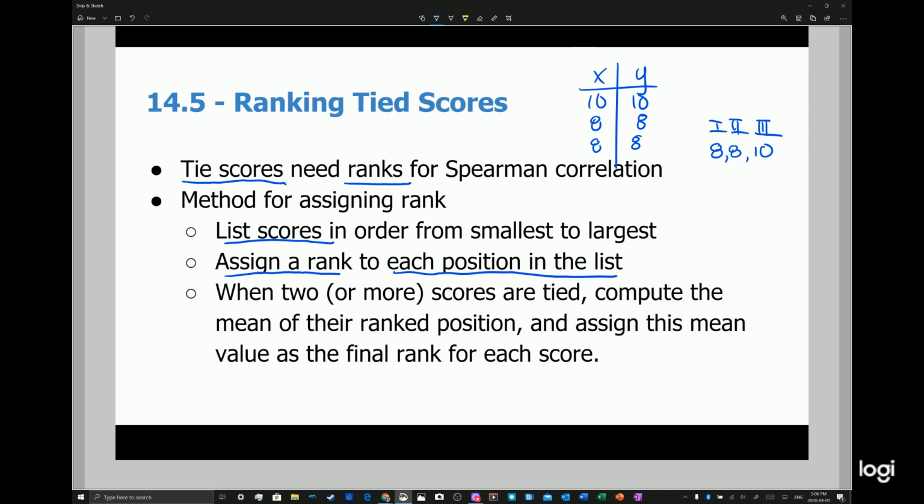When 2 or more scores are tied, compute the mean of their ranked position and assign the mean value to the rank of each score, to the final rank of each score. That is each of those scores. So here in this case, 1 plus 2, divided by 2 is like 1.5. So then these become 1.5. It's 1.5, like that. We would not really test for this, but you can practice it just to see how this would work.